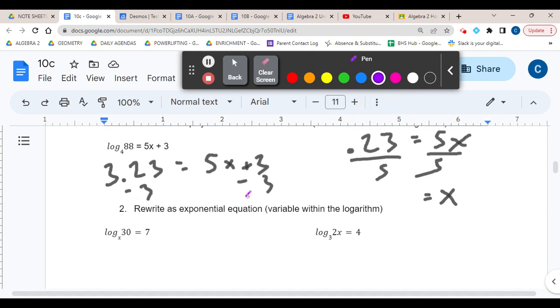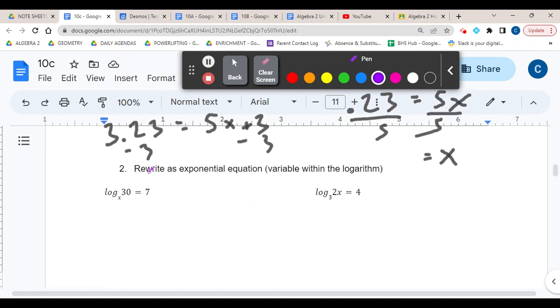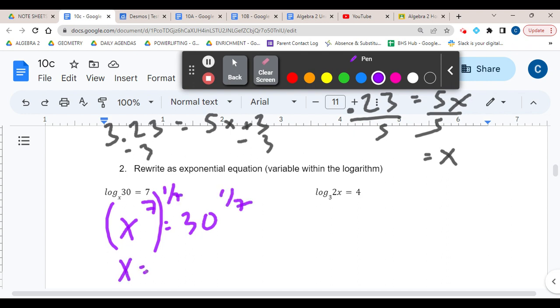Next two examples. If we have a variable within the logarithm, what we would like to do is rewrite it as an exponential equation. Here we have log base x of 30 equals 7. We can rewrite that as x to the 7th power is equal to 30. From there, using exponent rules, we take both sides to the 1/7 power, so x is equal to 30 to the 1/7 power.